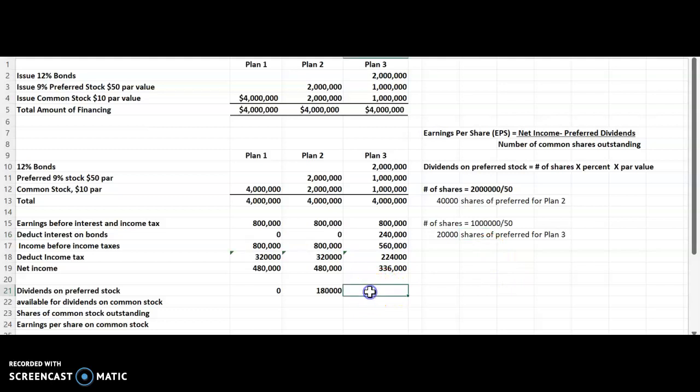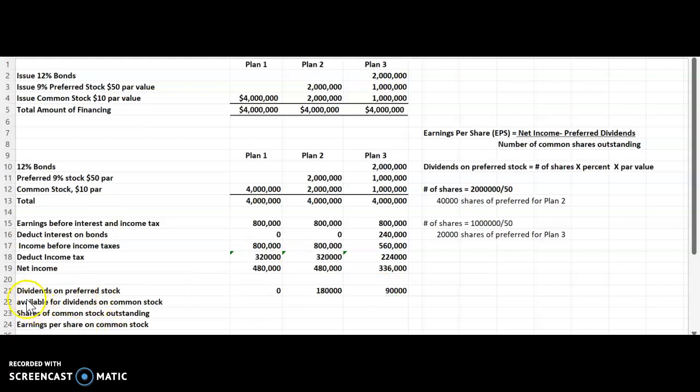So now we can calculate the dividends by taking the number of shares we just calculated, 20,000, times your percent, which is still 9%, times your par, which is 50. So here the dollar amount of preferred dividends would be $90,000 for Plan 3.